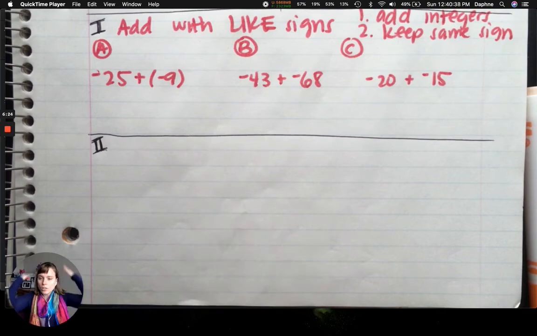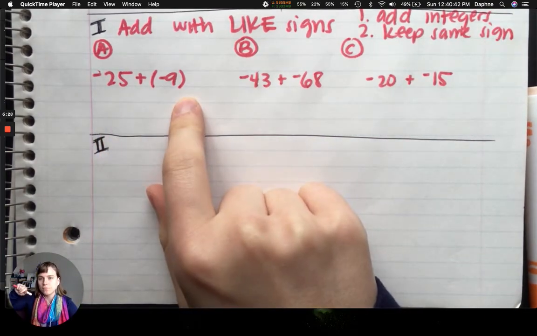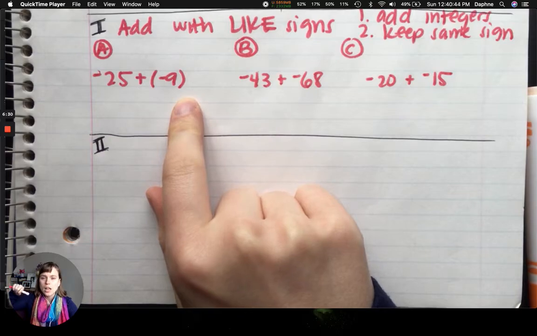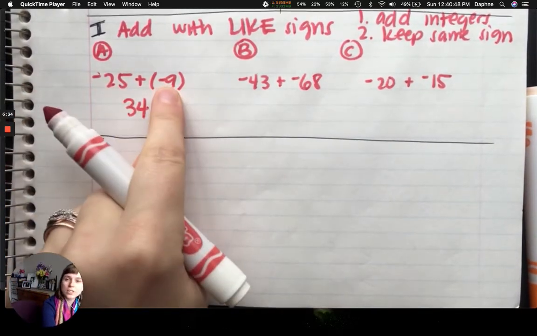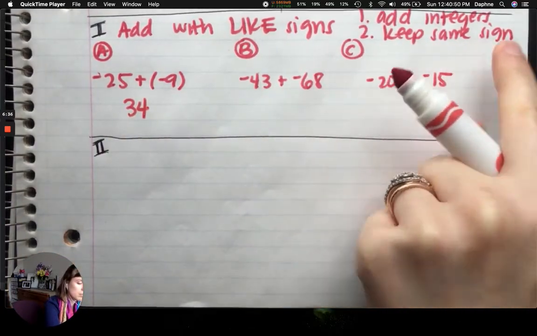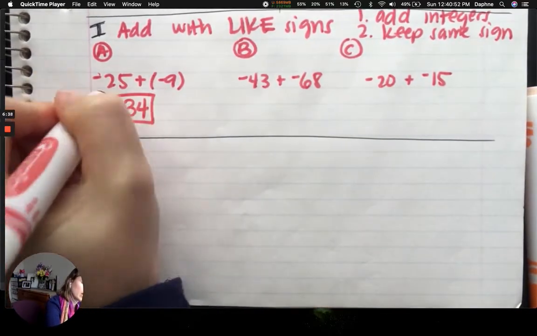So ignore the signs. Forget that they're negative. What is 25 plus 9? That'll be 34. Now, because they're both the same signs, I'm going to keep the same sign. So my answer is a negative 34.